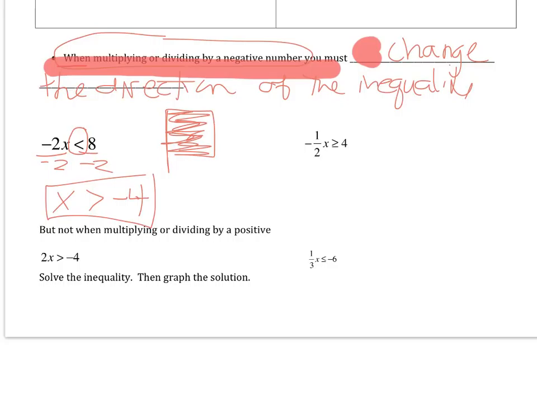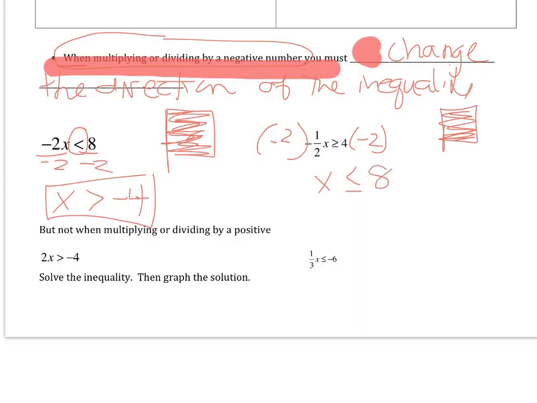For my second example, negative 1/2 x is greater than 4. In order to get x alone, I need to multiply by negative 2, both sides. So again, I'm multiplying by a negative, which makes it a red flag problem. This would now be x is less than or equal to 8.